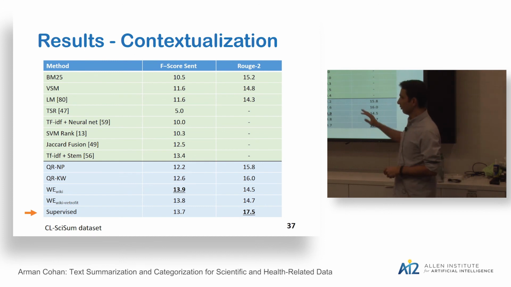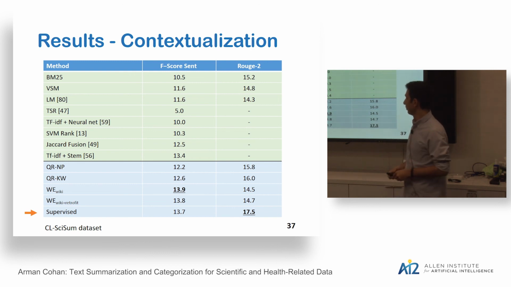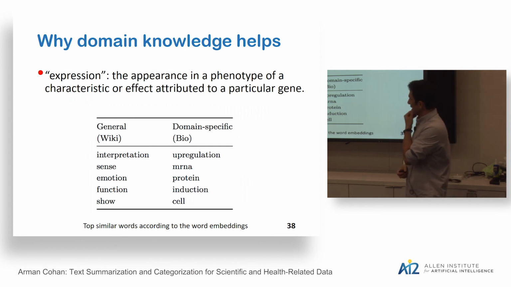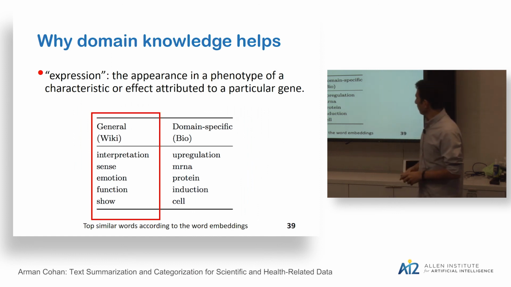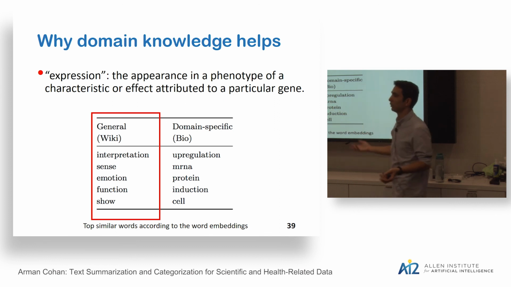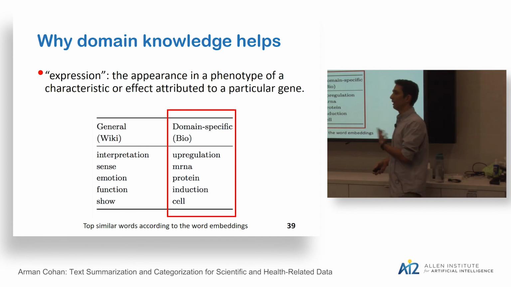And what is interesting is that our models, these word embedding methods, are unsupervised, and they're able to get better results than the supervised one. So why is domain knowledge helping? If you look at a word like expression, we all know what it means, but in the biomedical domain, it is related to genes and those things. So if you look at the top relevant words to expression based on embeddings that are trained on Wikipedia, you will see that these words are most similar. But in domain specific, if you train it, you will get these, which are related to that biomedical domain. And this is exactly what we want.